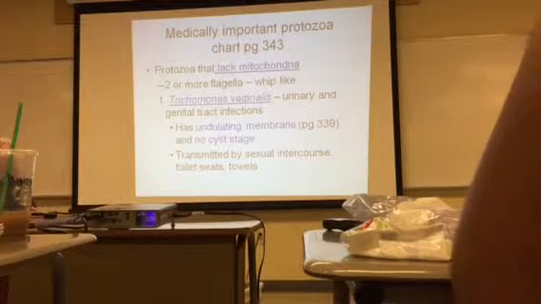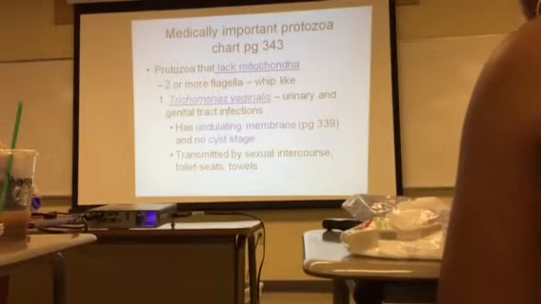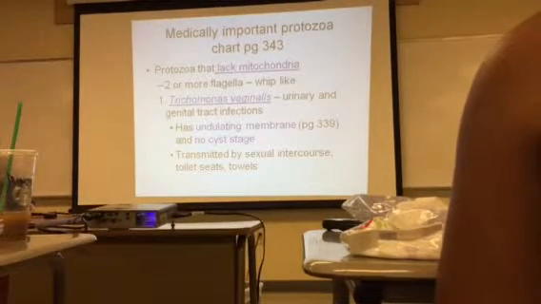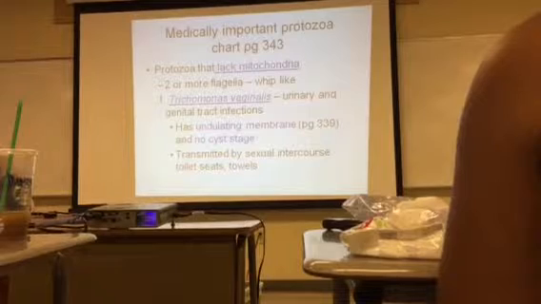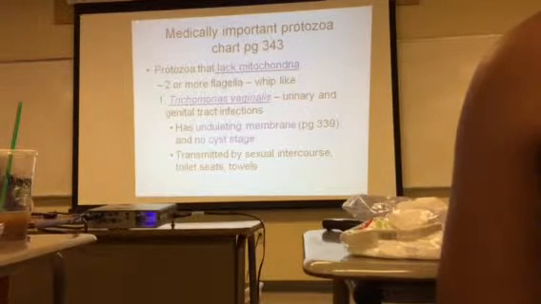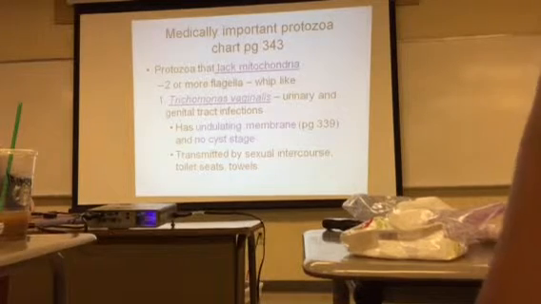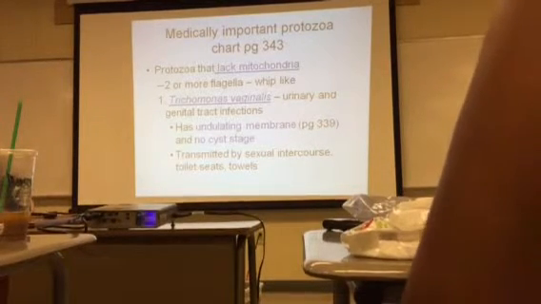So we have some medically important protozoa. A couple of these don't have mitochondria. We know that most eukaryotic cells have mitochondria. So we're going to talk about a couple of protozoa that don't have mitochondria, and they have two or more flagella. Their flagella are not like a bacteria's, remember the bacterial flagellum has a rotary movement. A eukaryotic cell's flagellum moves like a whip, like think of Zorro.